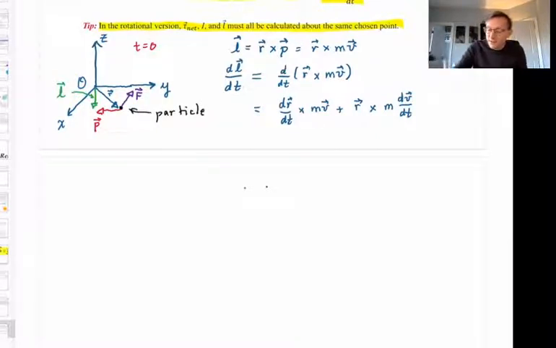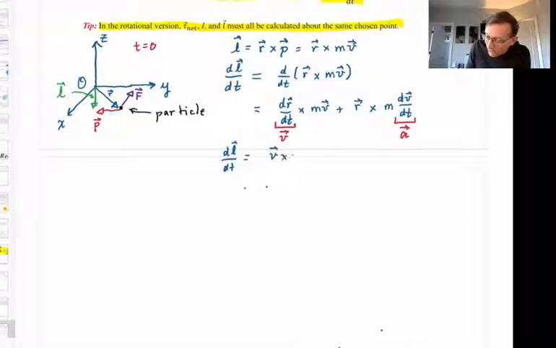Now we just need to remember some things we've already learned. By definition, the derivative of the position vector with respect to time is the velocity vector, v. And by definition, the derivative of the velocity vector with respect to time is the acceleration vector, a. So now let's write out dL/dt again. Looks like I have v cross mv plus r cross ma.